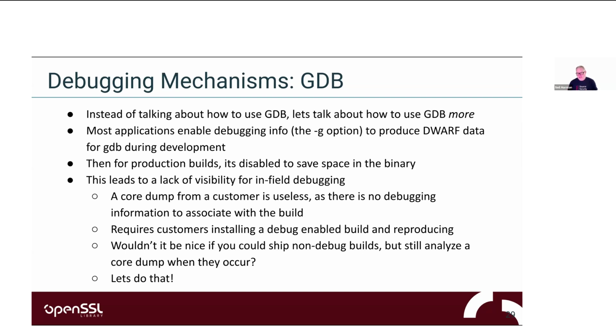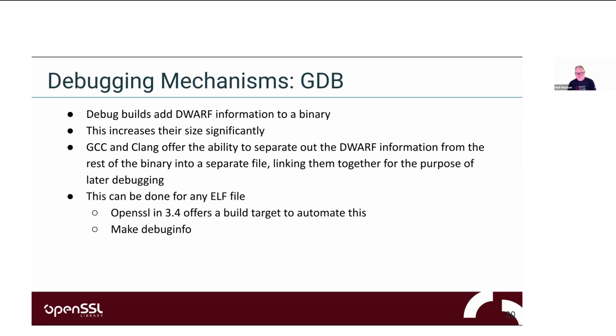That's bad, and it's a bad look for a company because it requires customers, if you do want to diagnose the problem, potentially to install a debug-enabled build and then reproduce the problem, which might be difficult in their environment. And so it's just not efficient. Wouldn't it be nice, however, if you could ship non-debug builds but still analyze a core dump when they occur? We can absolutely do that, and that's kind of what I'd like to talk about here.